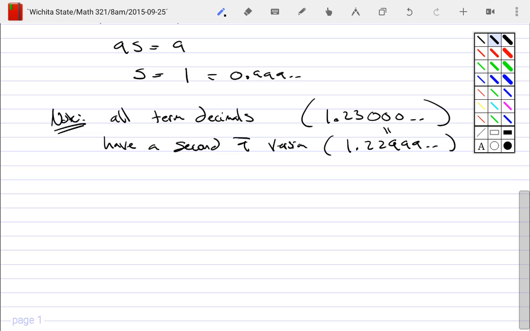For the terminating decimal rationals, there's 2 ways that you can write them. One with an infinite number of zeros and one with an infinite number of 9s. And they're equal to each other. This will actually lead to an issue.